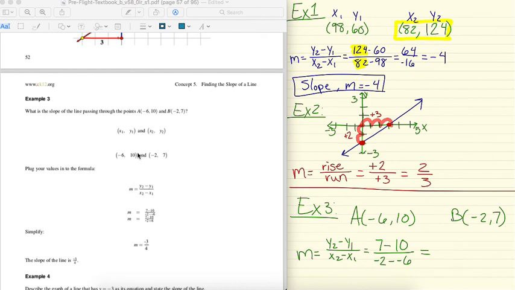7 minus 10 is negative 3. Negative 2 minus negative 6. We need to remember that that double negative here in the middle really turns into a plus sign. So it's really like we have negative 2 plus 6, which is 4. And so we end up with negative 3/4, and that's as simplified as it gets, and so that is our slope.